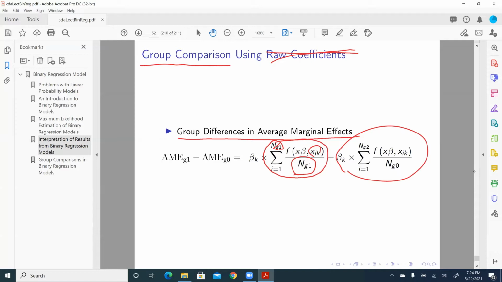I can do a lot of similar things like that. For example, I can do a group difference in average predicted probabilities, right? That's another possibility. I can do a group ratio of average marginal effect. So instead of taking difference here, I can take a ratio. Okay, I can take a ratio. So these are all possibilities, and thank you very much.